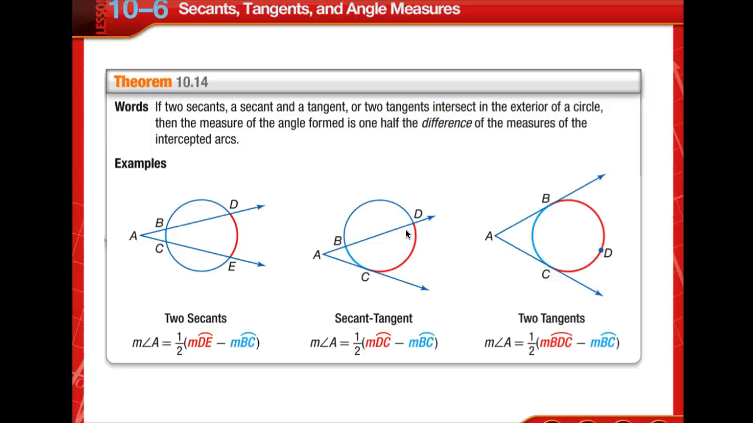Secants and tangents can also meet outside a circle. The measure of the angle formed also involves half of the measures of the arcs they intercept. Theorem 10.14 says if two secants, a secant and a tangent, or two tangents intersect in the exterior of a circle, then the measure of the angle formed is 1/2 the difference of the measures of the intercepted arcs. So notice that it intercepts two arcs. So you take this one and subtract this one from it. Again, the difference between these two, and again, the difference between these two.